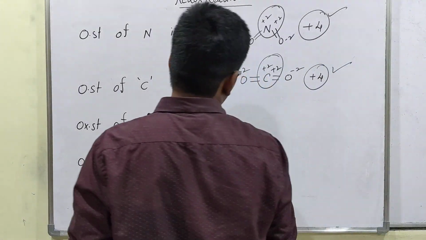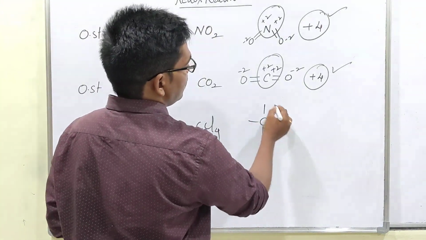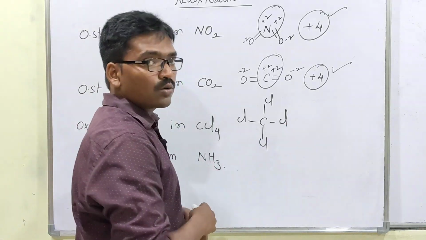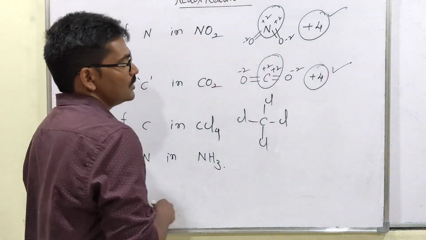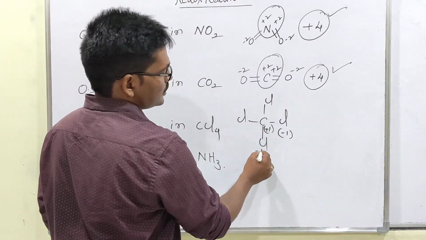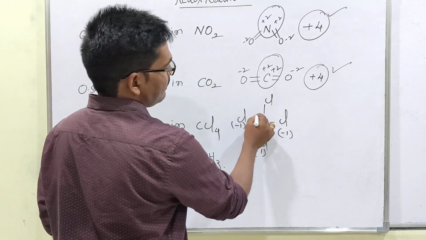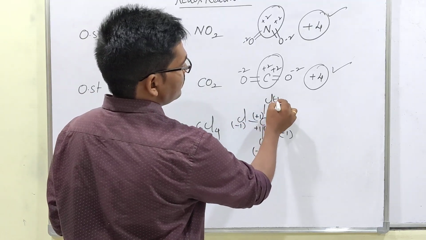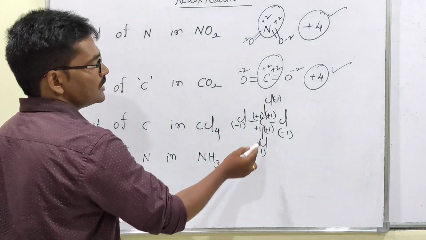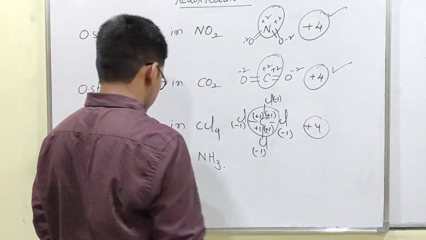Then carbon tetrachloride, if you take carbon, 4 chlorine atoms are there. Chlorine is more electronegative than carbon, right? So -1 oxidation state, +1 oxidation state. -1, then +1, -1, then +1, then -1, then +1 oxidation state. So total positive charge on the carbon atom is +4. +4 is the oxidation state.